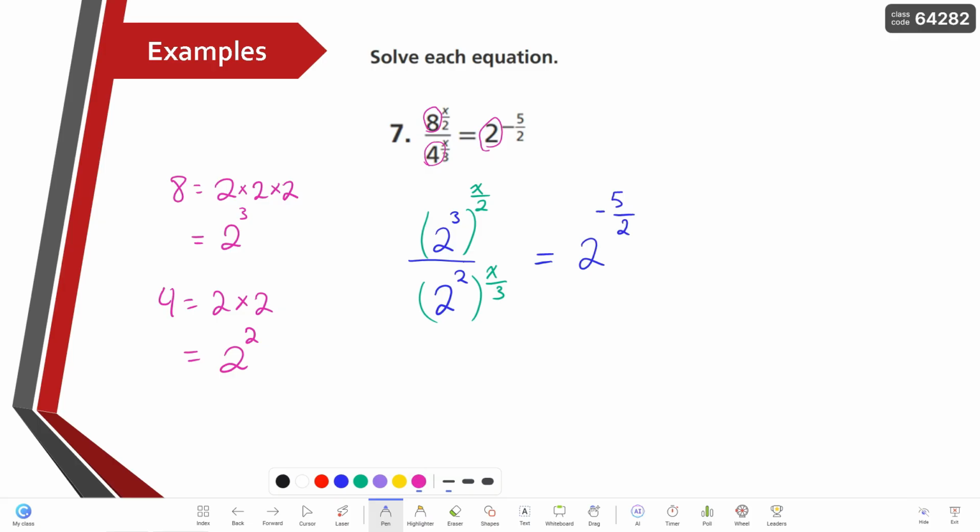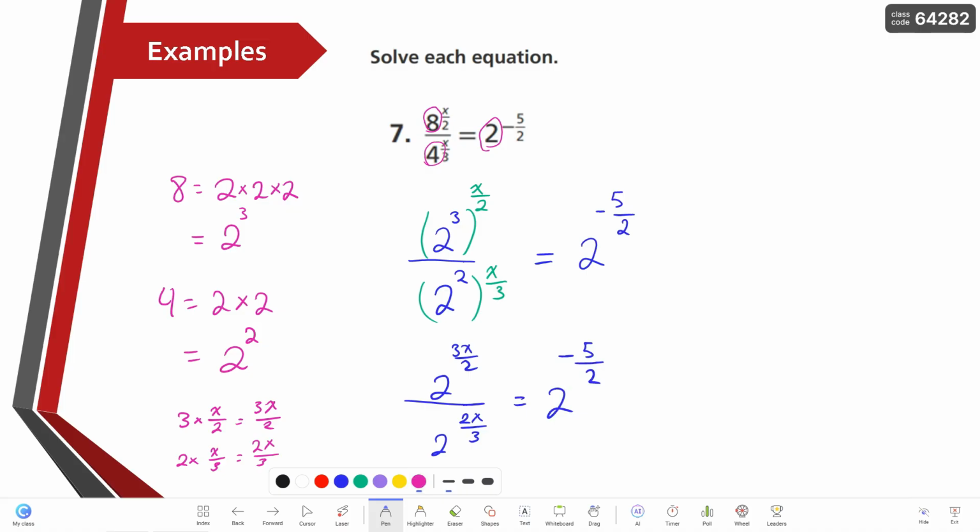The upcoming step is applying one of the rules of the exponents, which is power raised to a power. If we have a power raised to a power, we need to multiply the exponents together. So I'm going to multiply here 3 times x over 2, which is equal to 3x over 2. On the other hand, we can multiply 2 by x over 3, which is the same as 2x over 3. So what is the upcoming step? I'm going to write my expression like this: 2 raised to 3x over 2, and then the lower part would be 2 raised to 2x over 3. This would be equal to 2 raised to negative 5 over 2.